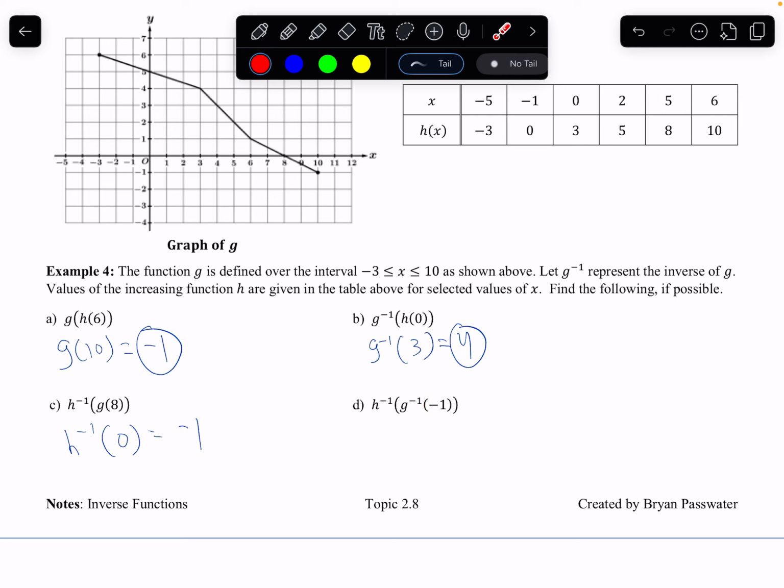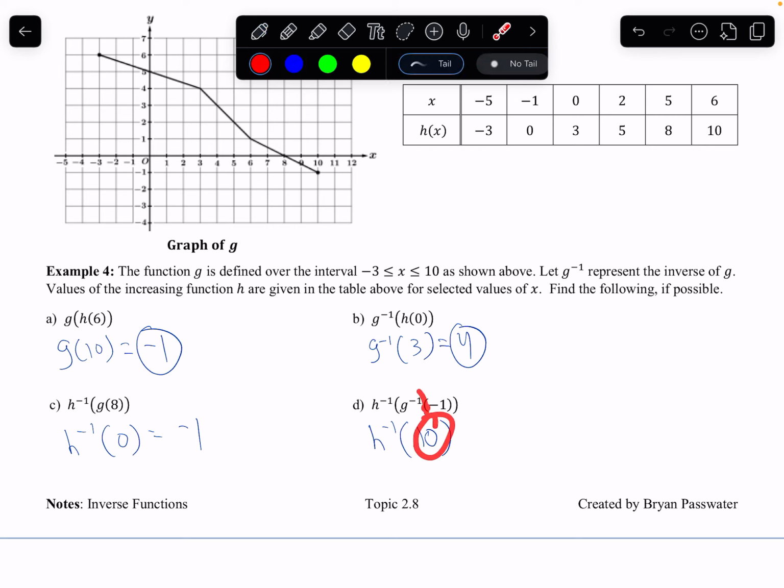So look at this point right here. If I put a 10 into g, a -1 comes out. I flip the x and the y, so on the inverse, I must have (-1, 10). Which means if I put a -1 into the inverse, a 10 comes out. And that's exactly what it wants to know. If I put a -1 into the inverse, what comes out? Well, a 10. So I'm going to replace what I just circled with a 10. And I now want to know the inverse of h evaluated at 10.